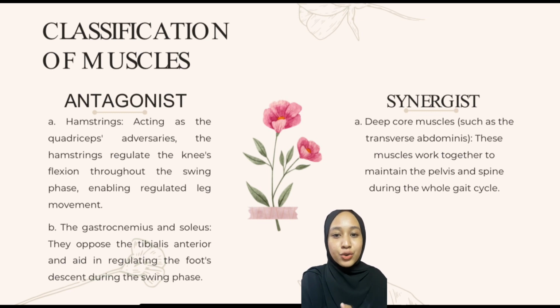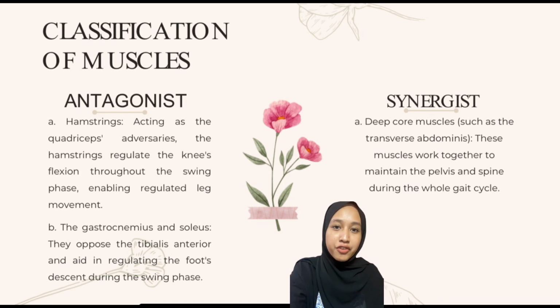The second one is gastrocnemius and soleus. They oppose the tibialis anterior and aid in regulating the foot's descent during the swing pass. The last classification of muscle is synergist. Synergist muscles support and perfect the movement by collaborating with the primary movers. They add to the overall coordination of the motion, stabilize joints, and offer additional support.